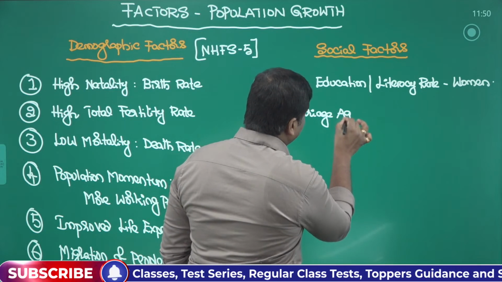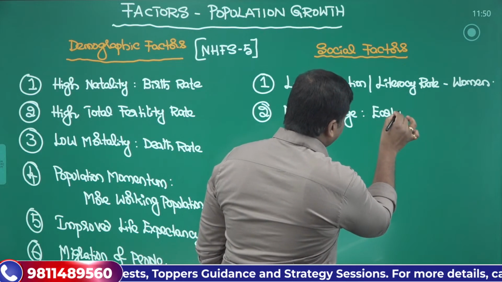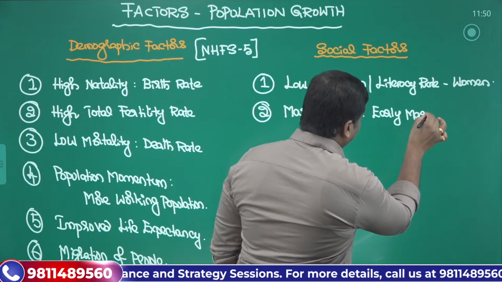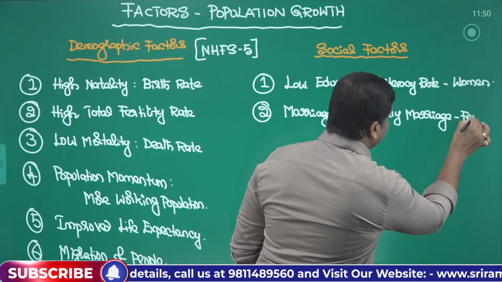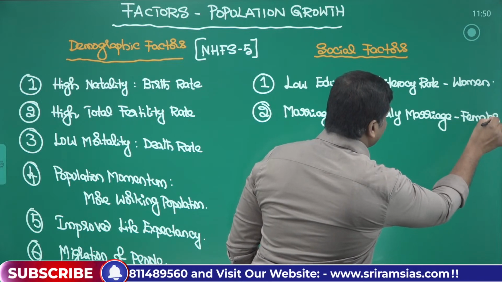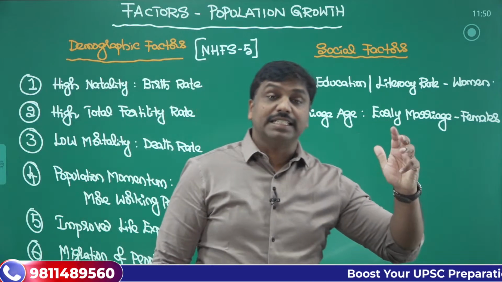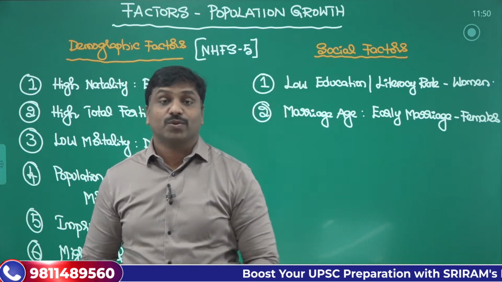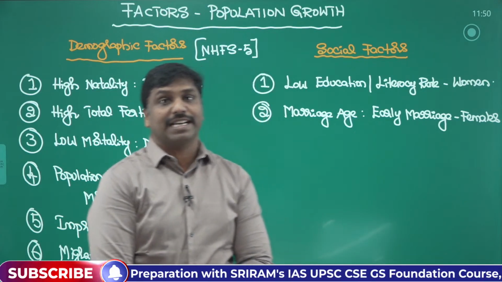Marriage age, particularly when we say the early marriages of the girl child or early marriage of females particularly. Why are we talking from the female point of view? When we talk about fertility or fecundity, two aspects, they are directly linked with the women. So that's one important aspect we should talk about.